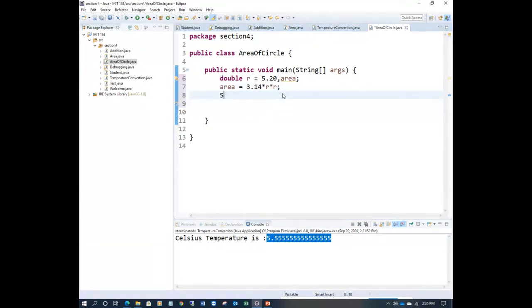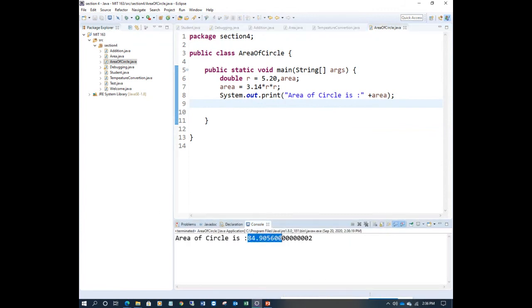System.out.print. You can say here, area of circle is, and the value area, right? That's your program. You must know what is input and output, and just save it. You'll get the output here, run the program. That's it. You got 84.